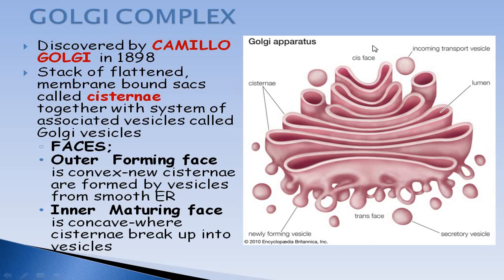The vesicles which are coming from the endoplasmic reticulum carrying the protein synthesized by the endoplasmic reticulum then fuse to the Golgi apparatus at the cis phase or the forming phase, and these proteins are modified inside the Golgi apparatus. After modification, they are released from the trans phase or maturing phase in the form of vesicles. These vesicles then have secretions which are then released out.